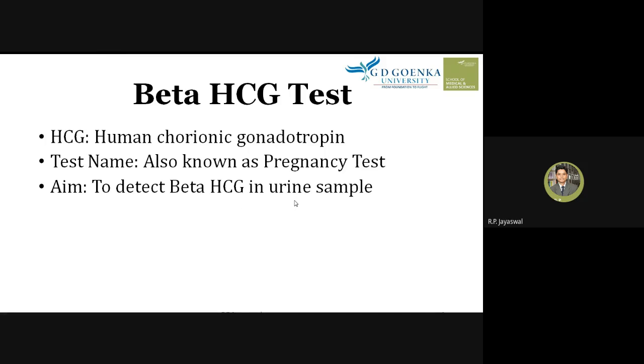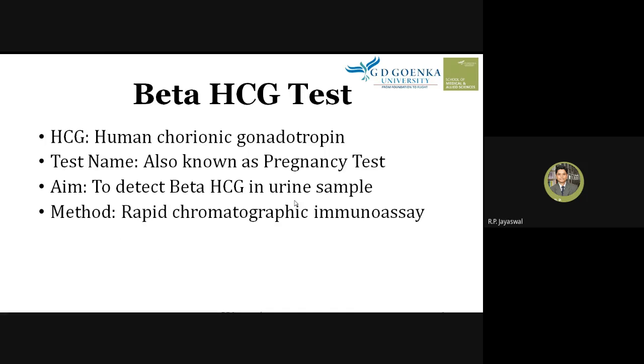Basically, I have taken a procedure to detect beta HCG in a urine sample. So the procedure is based on detecting beta HCG in the urine sample only. We can use serum sample also, but most preferably we can try with the urine sample because it is very convenient to collect. Though blood collection is an invasive method, so the urine method can be preferred. Okay, urine collection can be done.